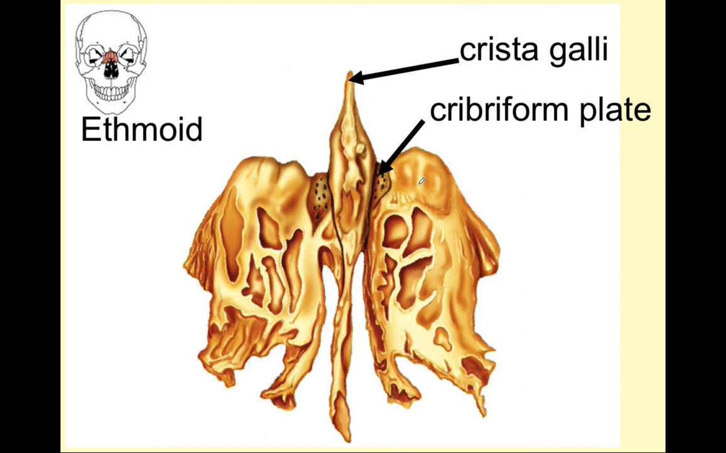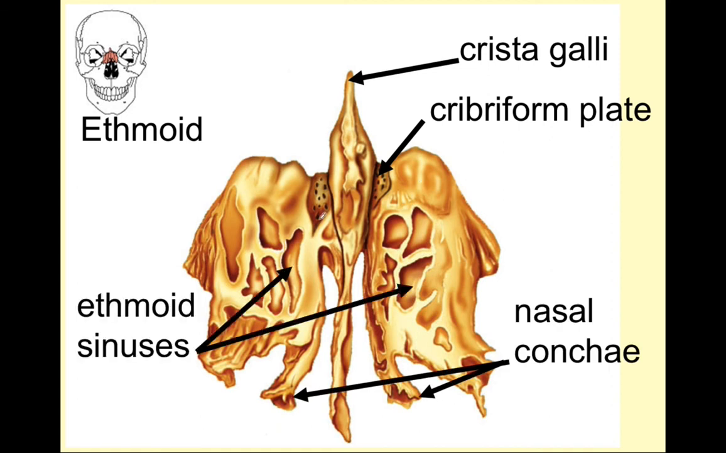But I also mentioned that the ethmoid bone has two other bone markings, specifically the nasal conchae and the ethmoid sinuses. The nasal conchae are these large bone projections that stick out of the inferior side of the ethmoid bone. Underneath the nasal conchae will house the openings to our different sinuses. The ethmoid sinuses can be found in the ethmoid bone. And remember, sinuses are just spaces in bones that will add resonance to the voice and lighten bone. So you can see the ethmoid sinuses on the side of the ethmoid bone above the nasal conchae and below the crista galli and the cribriform plates.